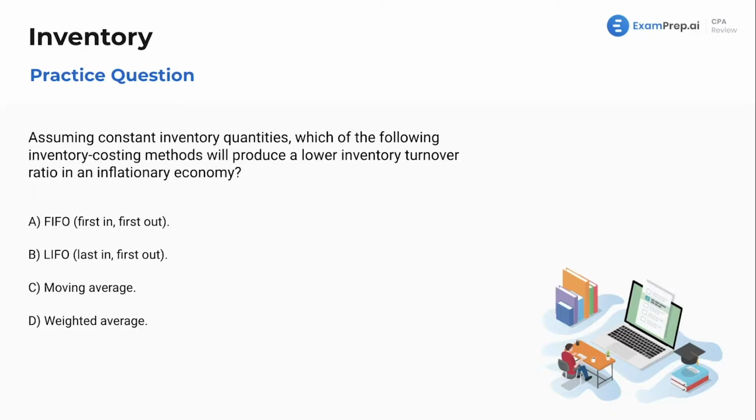Let's jump into our first question on inventory. So assuming constant inventory quantities, which of the following inventory costing methods will produce a lower inventory turnover ratio in an inflationary economy?